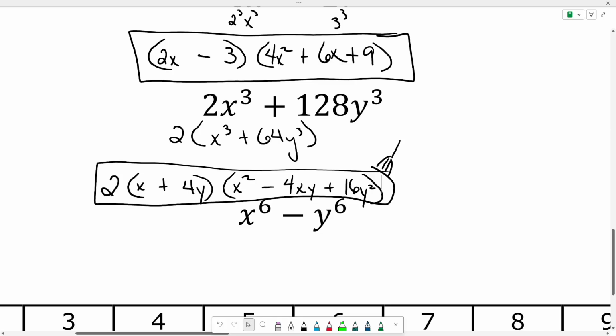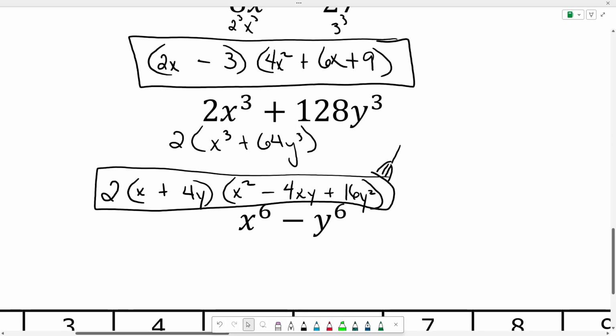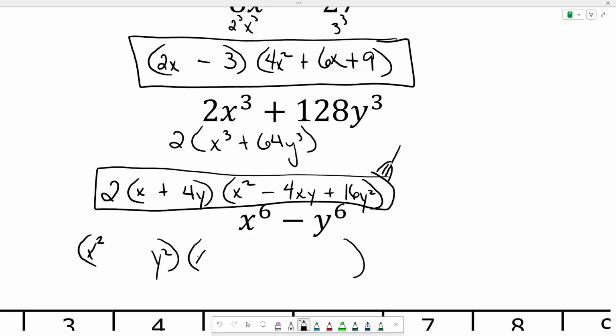Now looking at our next one here. This one here, I have 2 perfect cubes. The cube root of x to the 6th power, that would be x squared. The cube root of y to the 6th power would be y squared. I square x squared, I get x to the 4th. I square y squared, I get y to the 4th. I multiply those two terms together, I get x squared y squared.